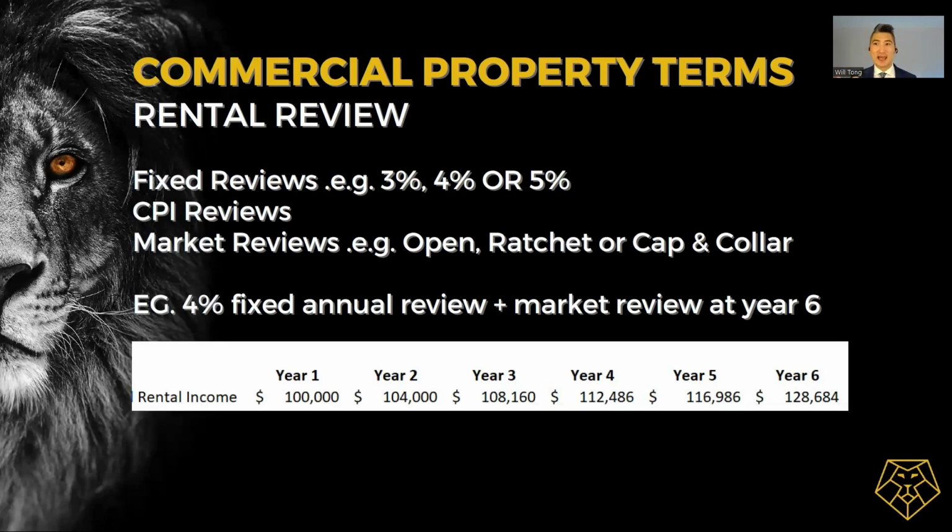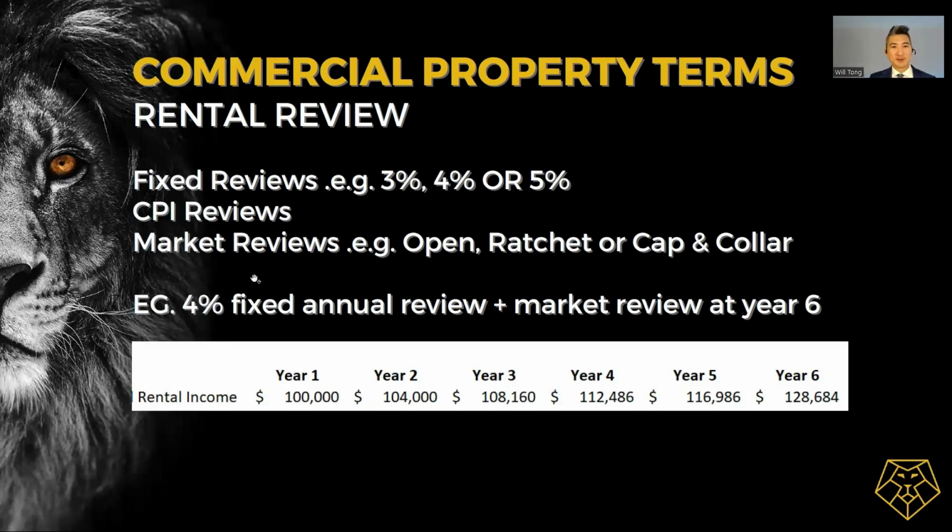And then there's also a cap and collar, which means that the market review cannot exceed a certain amount, which is a cap, and it also cannot go below a certain amount, which is a collar. Okay, so for example, it could be an open market review with a cap of 10% and a collar of 10%. Which means the rent cannot go above 10% of the previous year, it cannot go below 10% of the previous year.